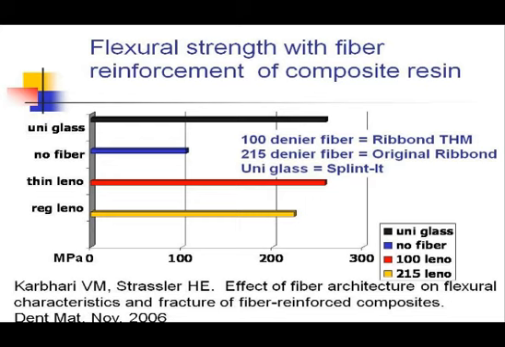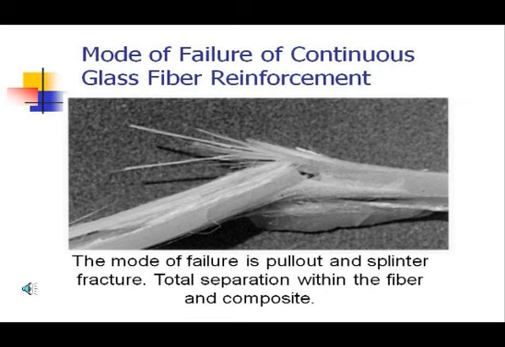In fact, when breaking fiber, the mode of failure of a continuous fiberglass is that when the crack starts in the composite, it actually propagates through the glass. The glass is a brittle material. The glass pulls out and splinters. You get total separation of the composite and the fiber itself.